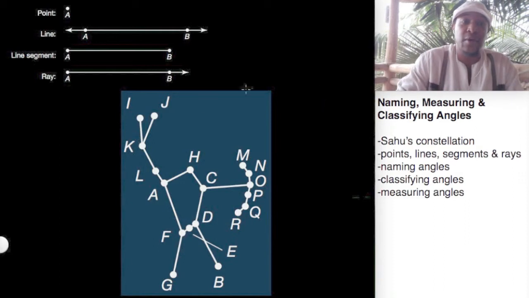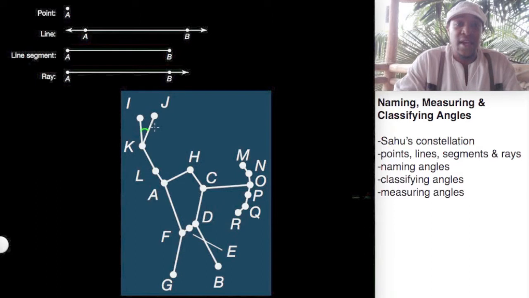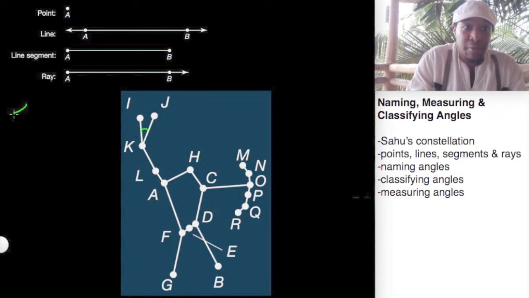So the first angle I want to look at is the angle right here, all right? And this angle, I would name it angle IKJ. So geometrically, I would write it as angle IKJ.